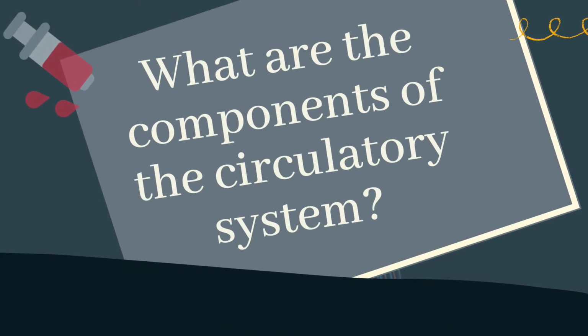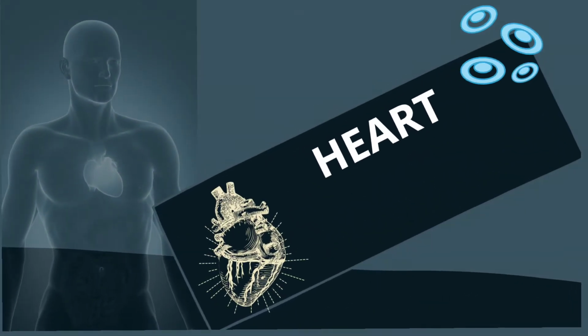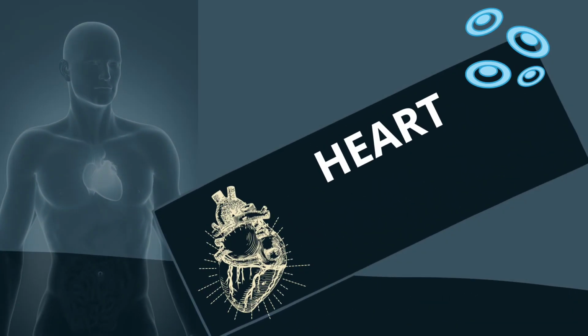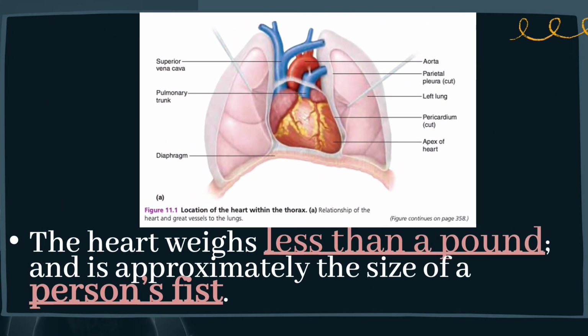So what are the components of the circulatory system that allows it to perform its function? The major components are the blood vessels, the blood, and the heart. The heart. An average person's heart will beat about 115,000 times each day. So how heavy and how big is a human heart? The heart weighs less than a pound, and it is about the size of a person's fist.